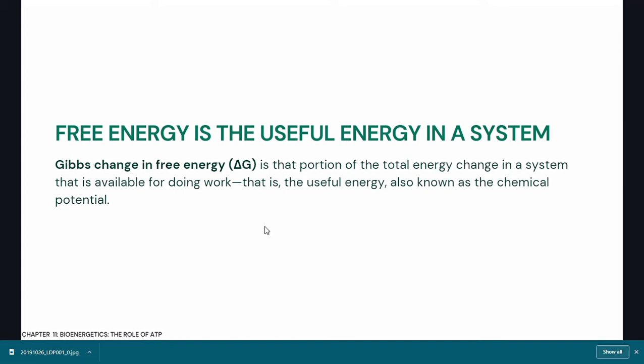Gibbs was the first one to coin this free energy change. This free energy change is named after the researcher Gibbs. No relation to Jano Gibbs. And this is the symbol for free energy change, delta G. Okay.